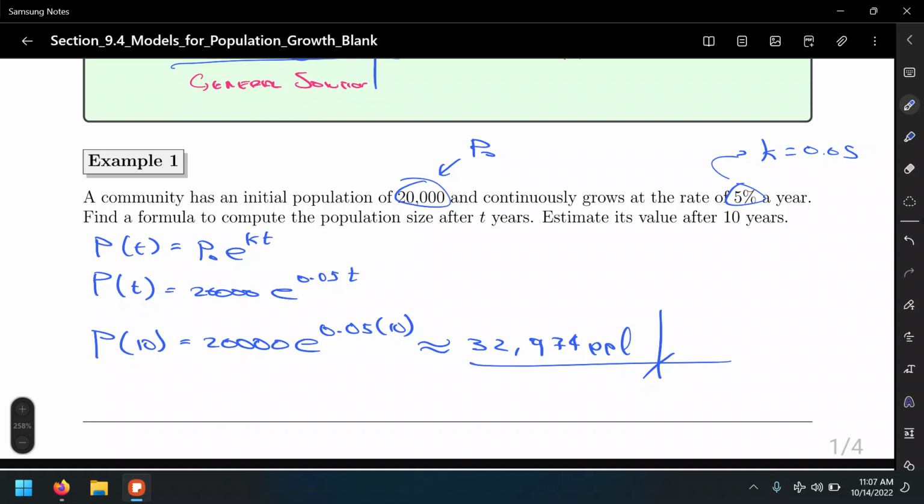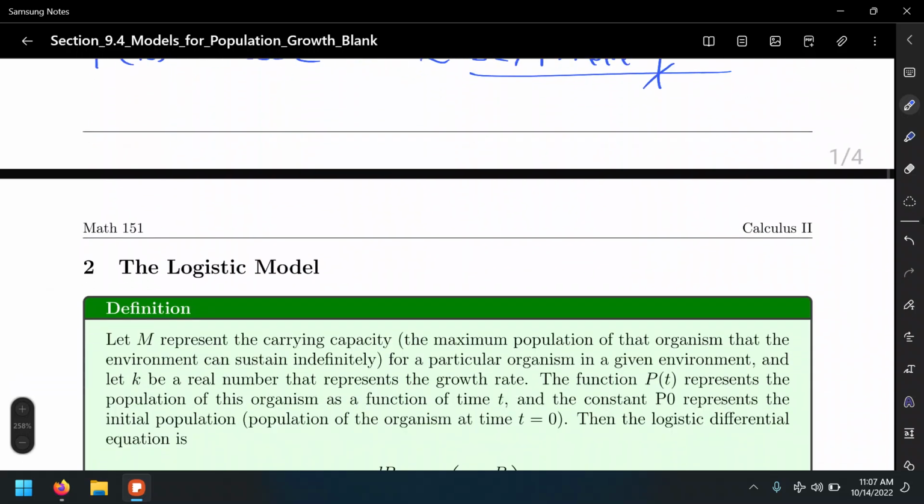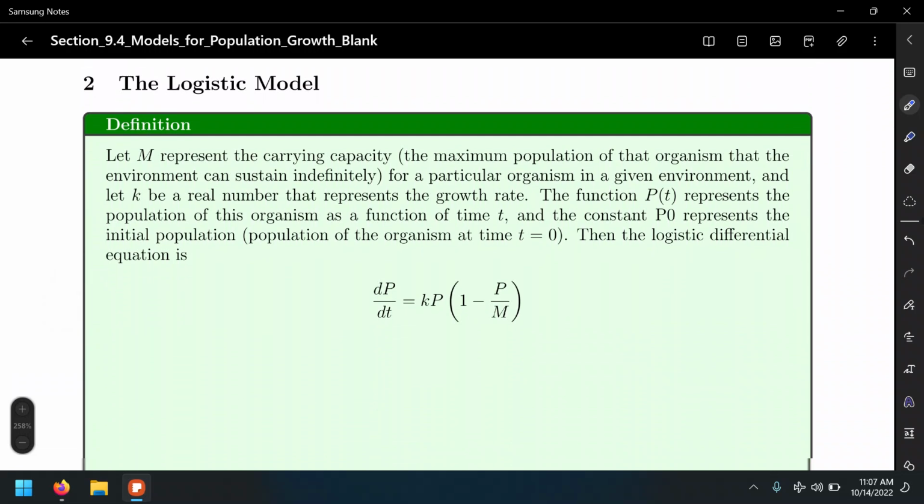So that's the situation with the entire planet, right? It's not big enough to handle so many people. So that's what we call the carrying capacity, which is the maximum number of people a place can carry. And in this case, we're going to adjust to a new model, which is the logistic model.